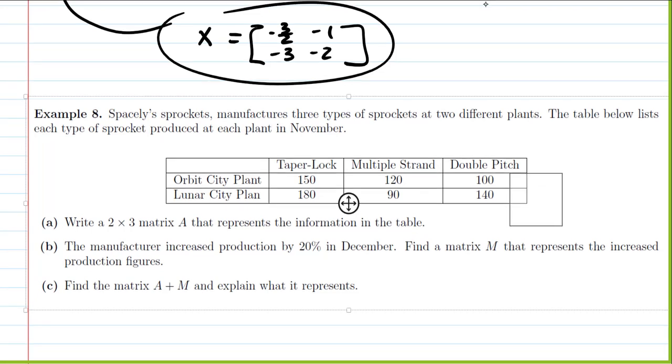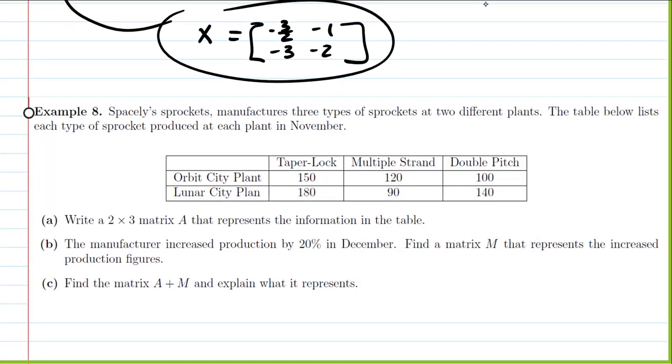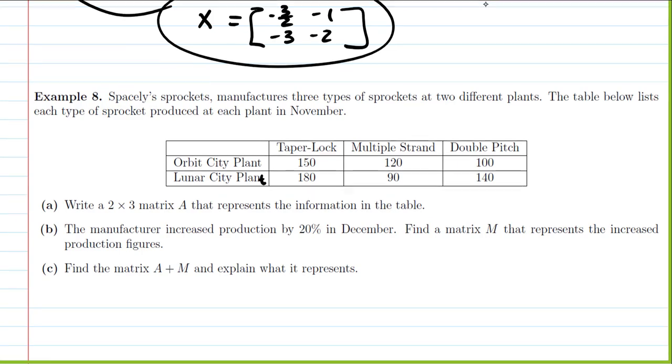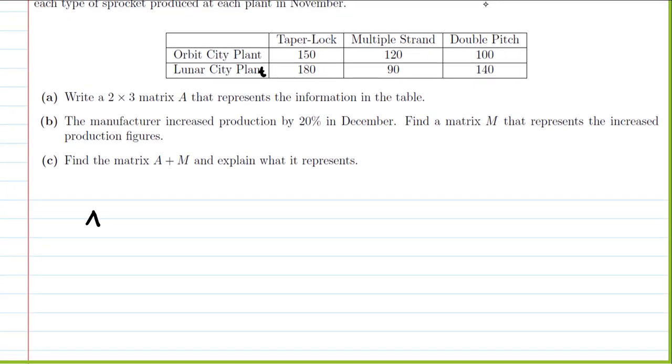So Spacely Sprockets manufactures 3 types of sprockets at 2 different plants. The table below lists each type of sprocket produced at each plant in November. The Orbit City plant produces 150 taper lock, 120 multiple strand, and 100 double pitch. The Lunar City plant makes 180 taper lock, 90 multiple strand, and 140 double pitch. We want to write a 2x3 matrix A that represents the information in the table. Each row tells us about the production at each plant, so we would have 150, 120, 100, and our second row would be 180, 90, and 140.